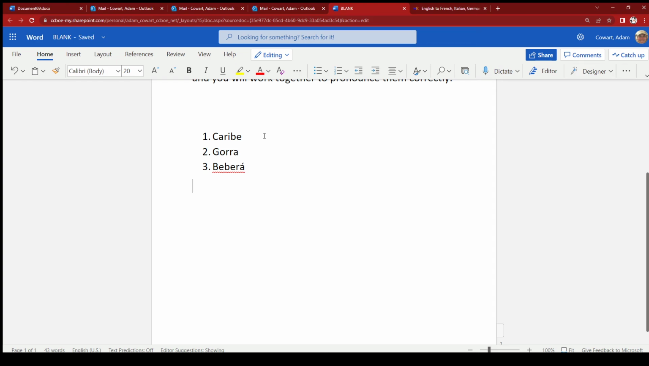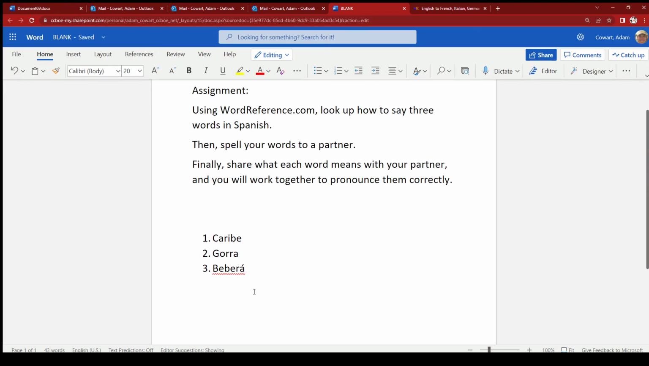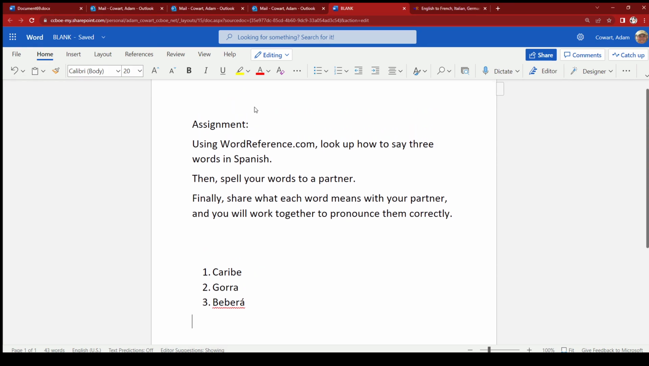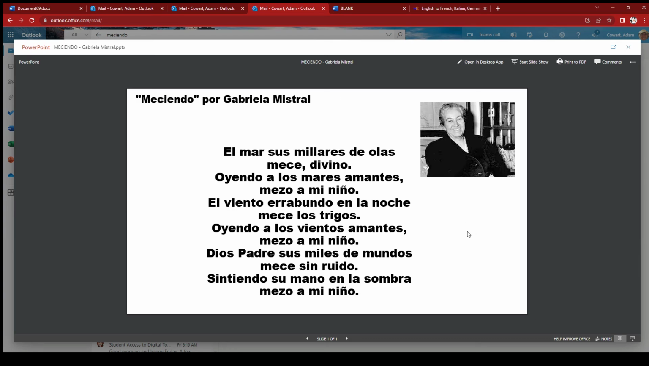Now, the last thing for today is I'm going to leave you with a small assignment. And let me see what the time is here. Well, I have time. I wanted to share a little poem with you, and this is really pretty, and then I'll give you your assignment, just so you can hear some Spanish pronounced here. And again, I'll get some videos of native speakers talking, but this is one of my favorite poems in Spanish. It's by a very interesting lady named Gabriela Mistral. This poem is called Meciendo, which means rocking, like the motion of something rocking back and forth.